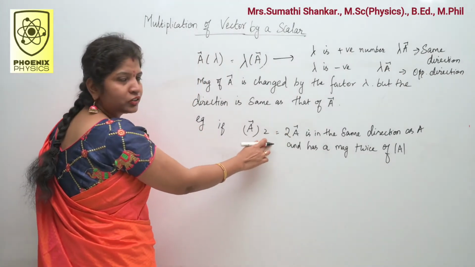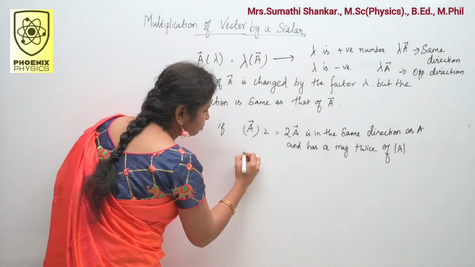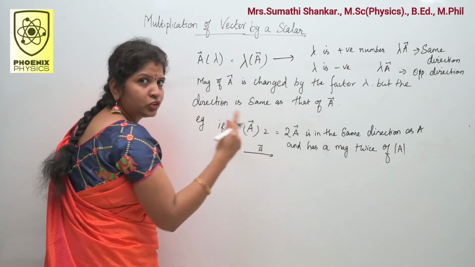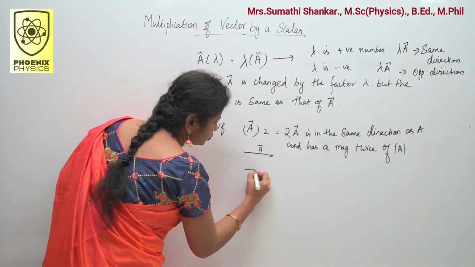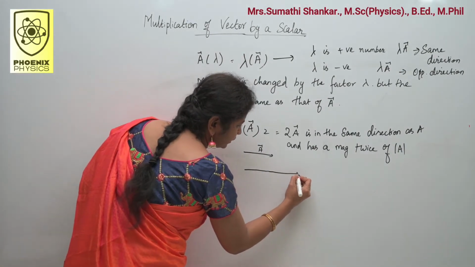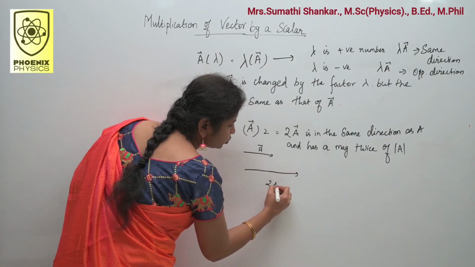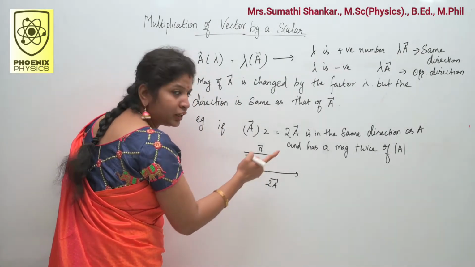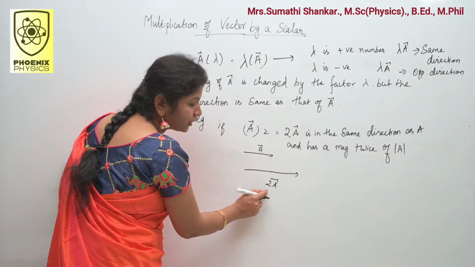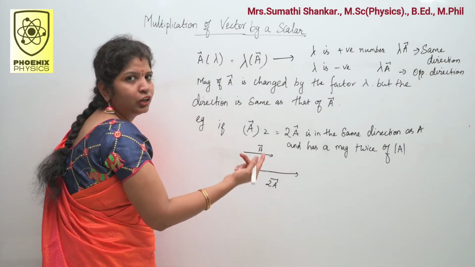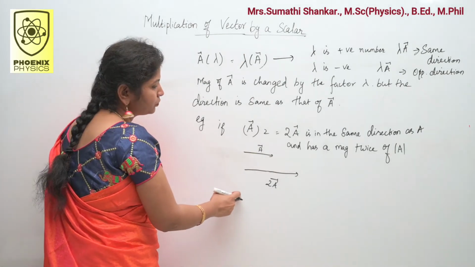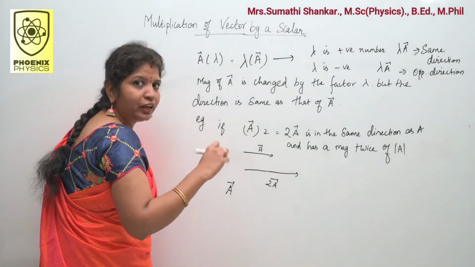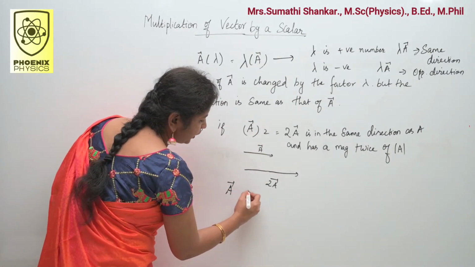How do you draw this 2A vector? For example, this is my A vector. The resultant is 2A vector. So this is one A and this is another A. So this is my 2A vector. Here both the vectors are in the same direction, but the magnitude is increased by 2. Up to this clear? Suppose the vector A is multiplied by a negative number, say -1.